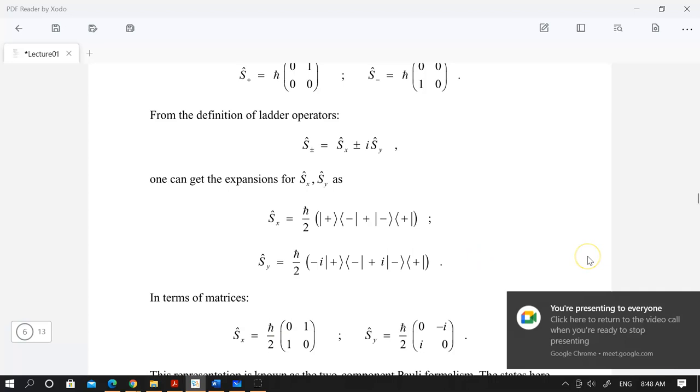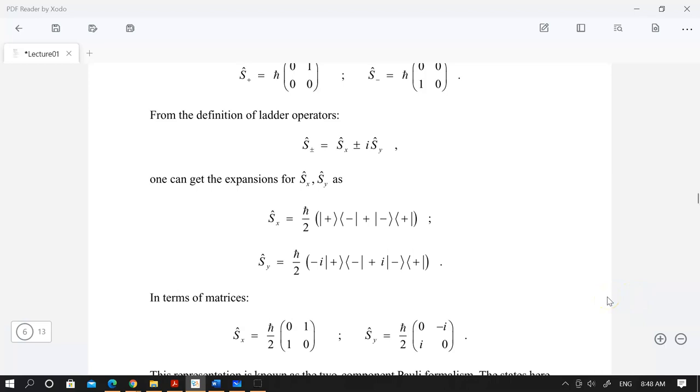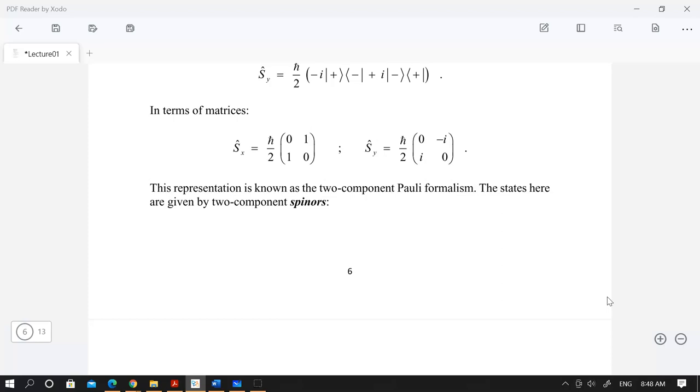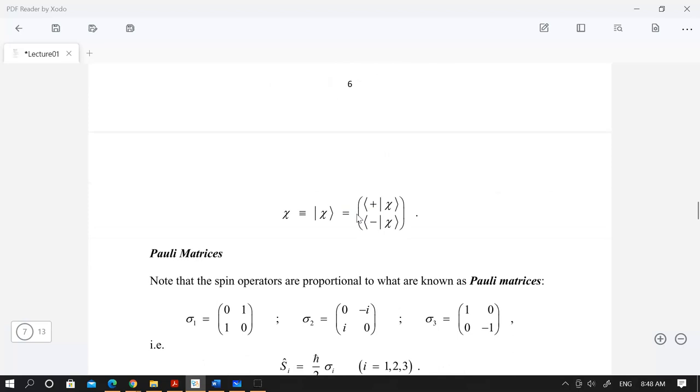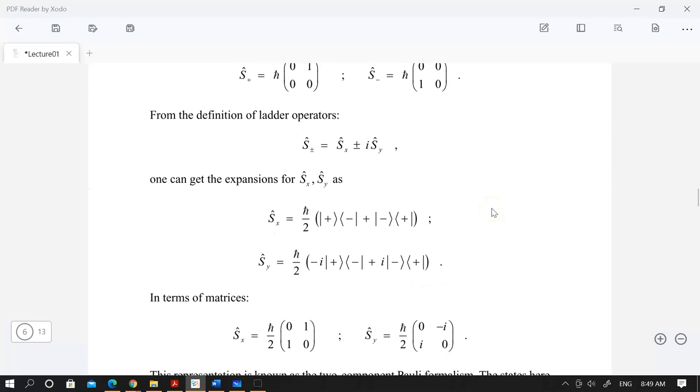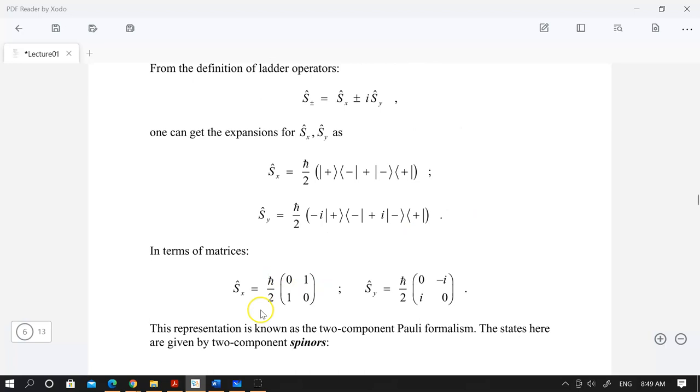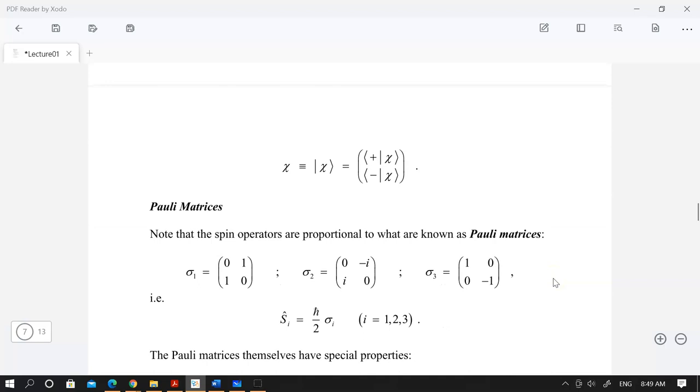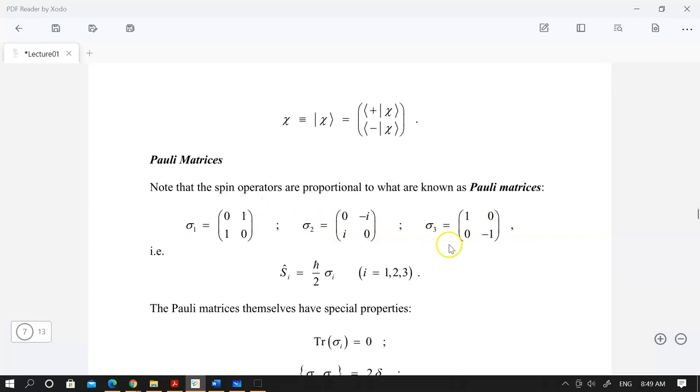So your spin matrices, this is called the Pauli formalism, and the states are called spinors. A general state will be given by that. One of the things we can see from these matrices is that I can write them without these constants in front. This is essentially what we call the Pauli matrices. The relation between the Pauli matrices and the spin operators is just a multiplication by this h bar over 2.